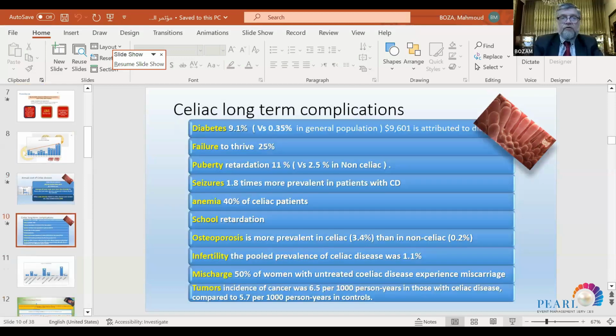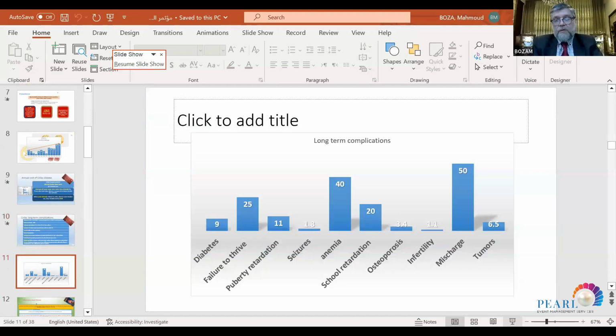In addition to all of that, there are many complications of celiac disease, which increase the risk of high cost, like diabetes, failure to thrive, delayed puberty, seizures, anemia, short stature, osteoporosis, infertility, miscarriage, and tumors. All these complications explain why we are concerned about celiac disease, as they complicate the patient's life later on.